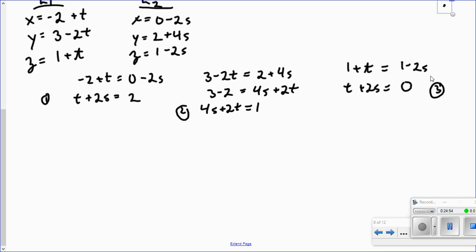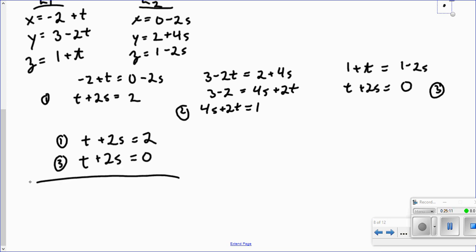Let's look at my s's here. Let's take equation 1 and equation 3. Equation 3 is t plus 2s equals 0. Now if I subtract these equations, I'm going to have 0t plus 0s equals 2. That is not something I can solve here. If I multiply my two variables each by 0, there's no way I'm going to get 2.